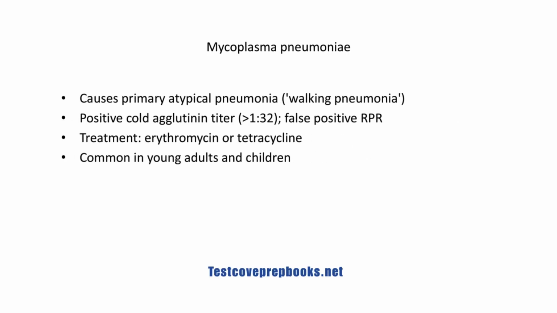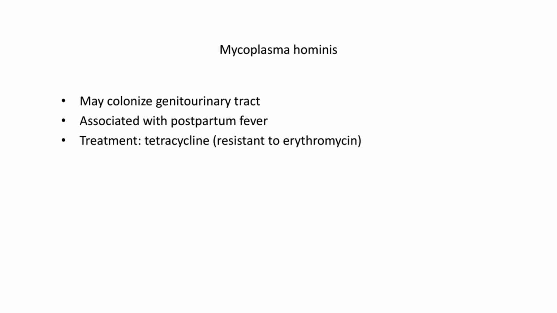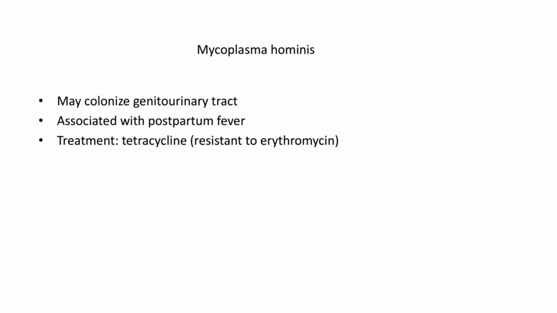Mycoplasma pneumoniae causes primary atypical pneumonia, also called walking pneumonia. This condition is common in young adults and children. It can cause a positive cold agglutinin titer above 1 to 32, and sometimes a false positive RPR test. Treatment is with erythromycin or tetracycline. Mycoplasma hominis can colonize the genitourinary tract and may cause postpartum fever. Unlike other mycoplasma, it is resistant to erythromycin and is instead treated with tetracycline.